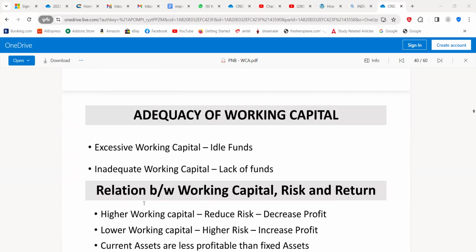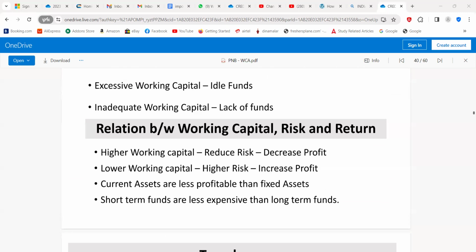Adequacy of working capital. Let us read first, and afterwards you can say what you want to say, okay? Excessive working capital will be idle funds. Inadequate working capital will be lack of funds.